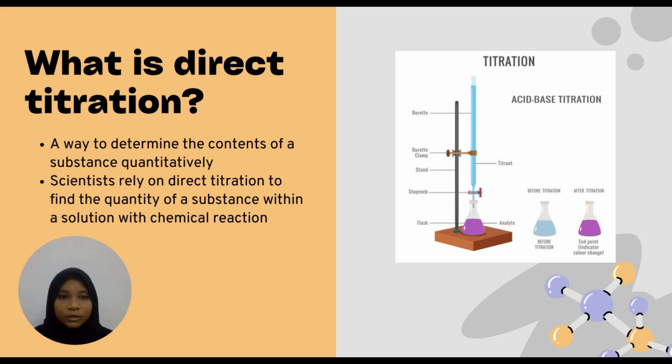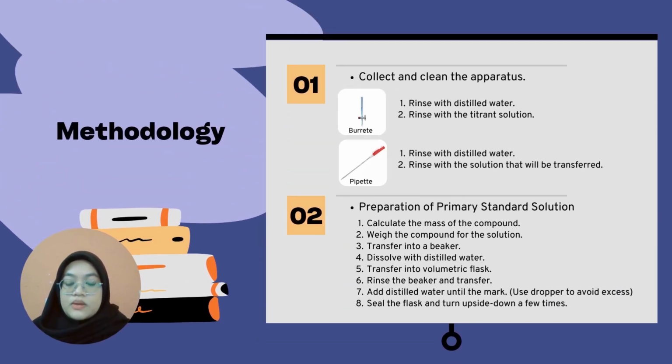Why is it called direct? Because the scientists approach the endpoint directly. So scientists also rely on direct titration to find the quantity of a substance within a solution with chemical reaction. We're going to talk about the methodology of titration.